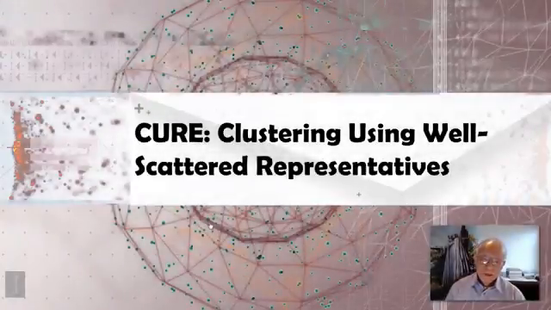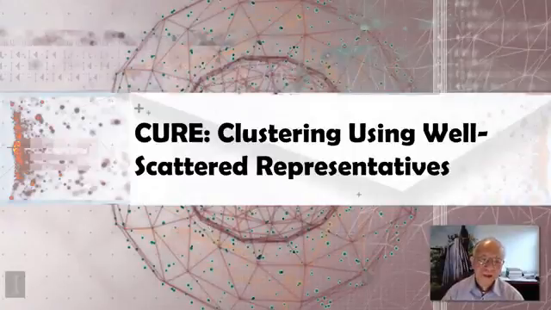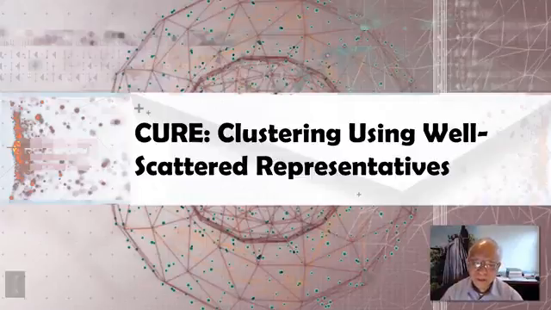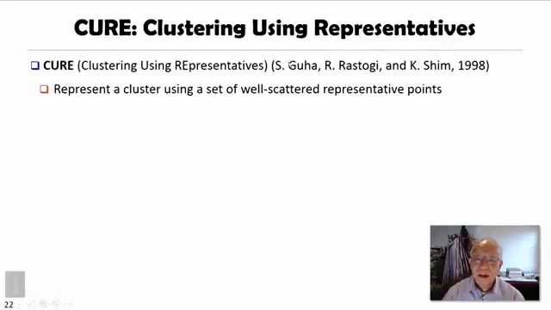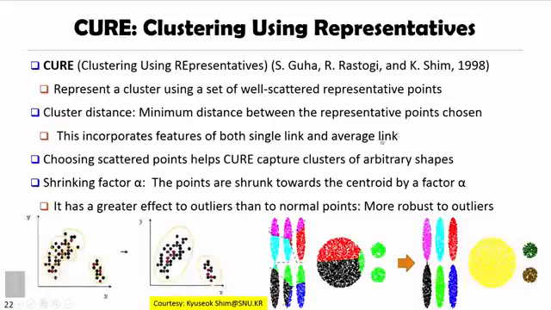Hi, in this session, we are going to introduce another extension to the hierarchical clustering method called CURE, clustering using well-scattered representative points. It was done by a group of researchers at Bell Labs in 1998. CURE actually represents a cluster using a set of well-scattered representative points. Let's look at the details of CURE.